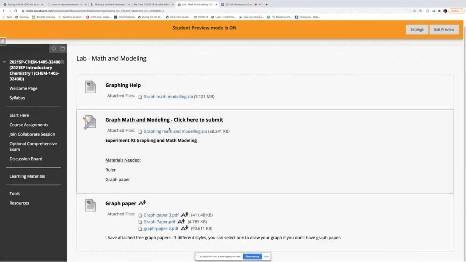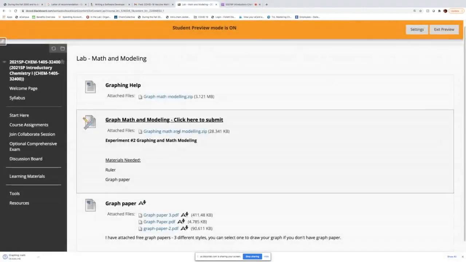Okay. So this is the actual instruction of the lab. I'll click and download that. And while that's downloading, I'll also click on the help math modeling. So I have both. Now one provides the instructions and the other one provides just the help of how to complete the lab. Let me see which is which.